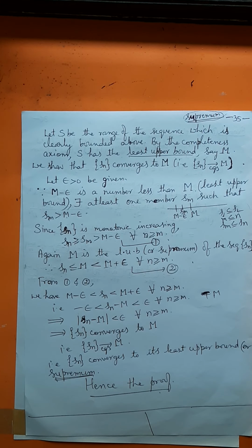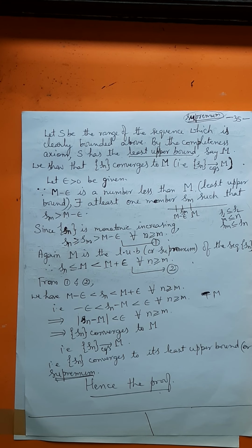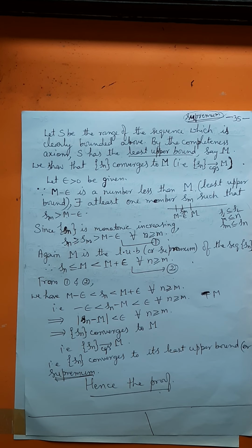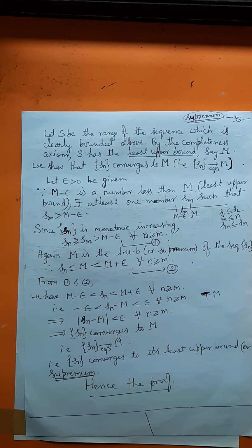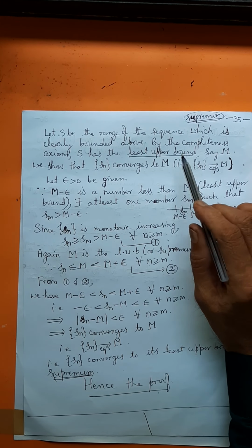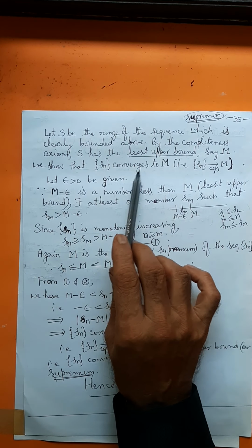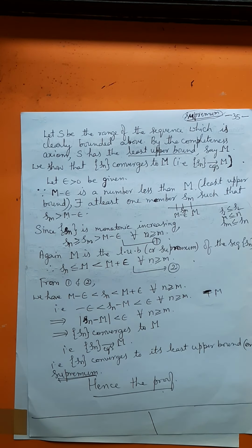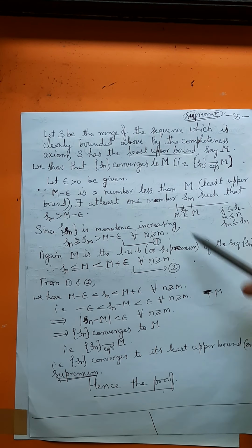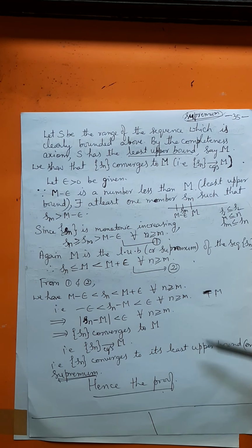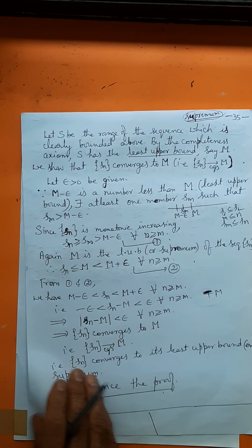Every non-empty subset of real numbers which is bounded above has a least upper bound or supremum, and every non-empty subset of real numbers which is bounded below has a greatest lower bound. The greatest lower bound case we are not discussing here, so I have not said much about it. The least upper bound is here. So we are proving that our sequence is converging to the least upper bound, that is m, with this simple argument. Please study that again. I am sure that you are going to understand it.